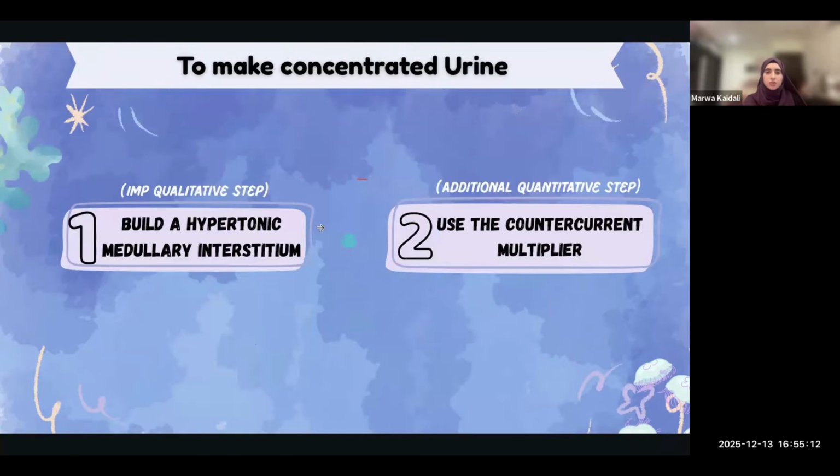Okay. So now to make concentrated urine, we have two main steps. The first one is to build a hypertonic medullary interstitium, and the second one is to use a countercurrent multiplier. Now I know this makes absolutely no sense to you. Even the first time I read it, I was like, what the hell is happening? So we're going to go into it step by step, do not worry.